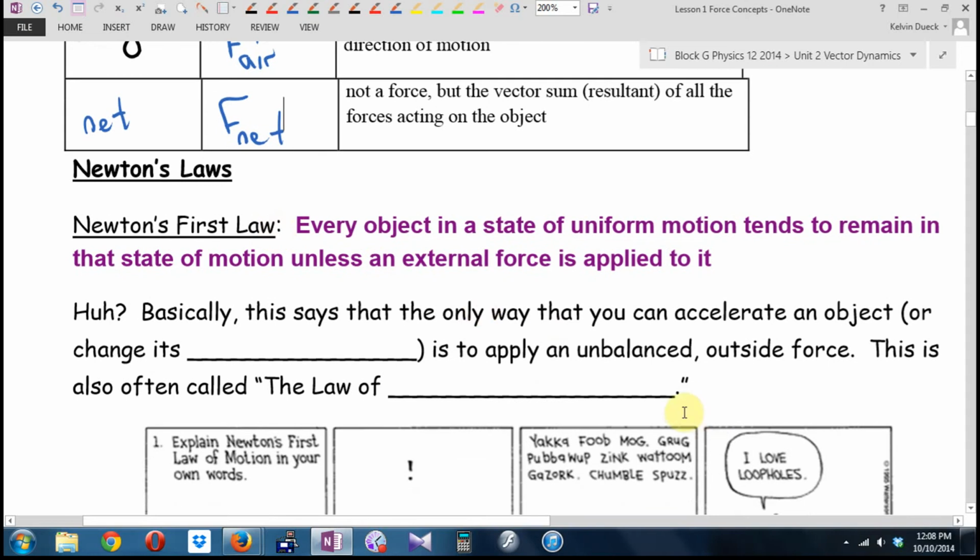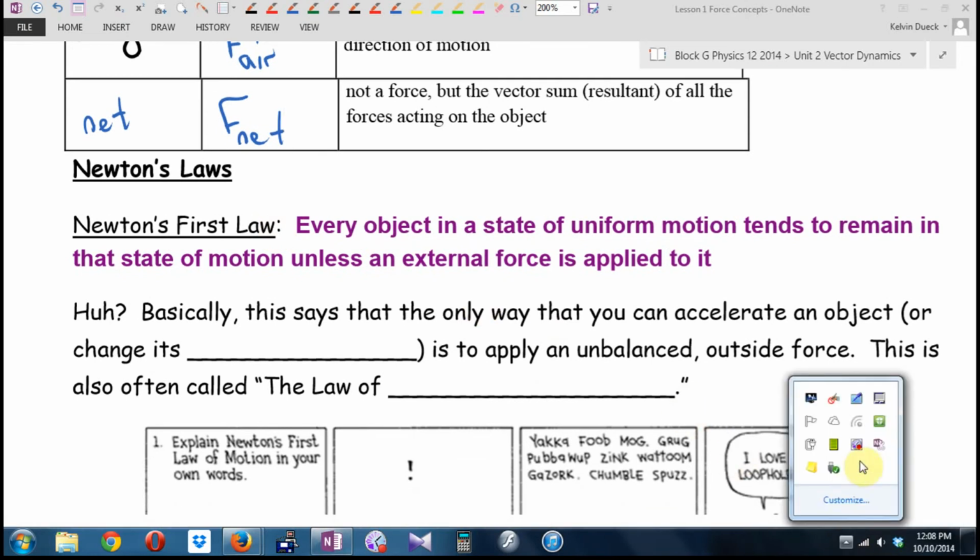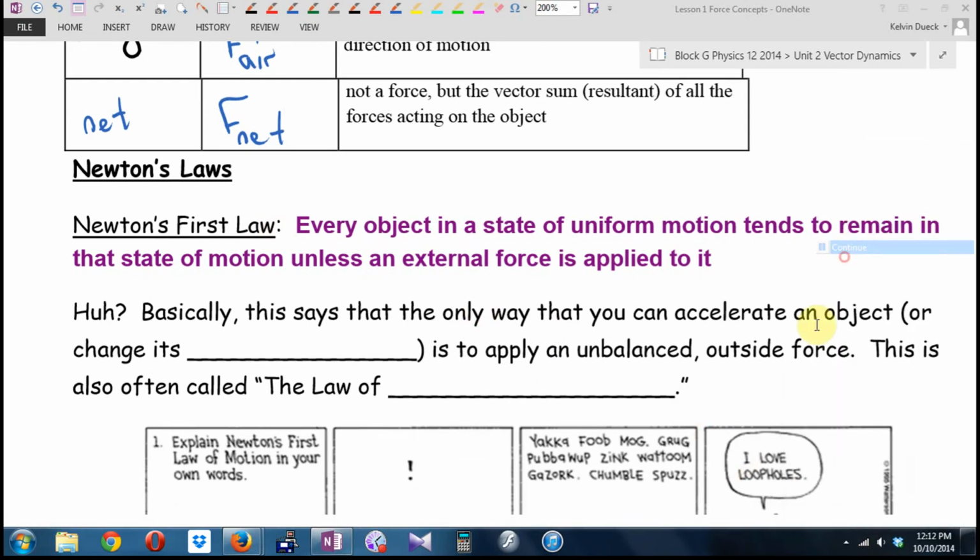Now we come to Newton's laws, and I've got to go on my Sir Isaac Newton rant. So Newton's first law says, and he phrased it in Latin, every object in a state of uniform motion tends to remain in that state of motion unless an external force is applied to it. Huh? Here's what it says.